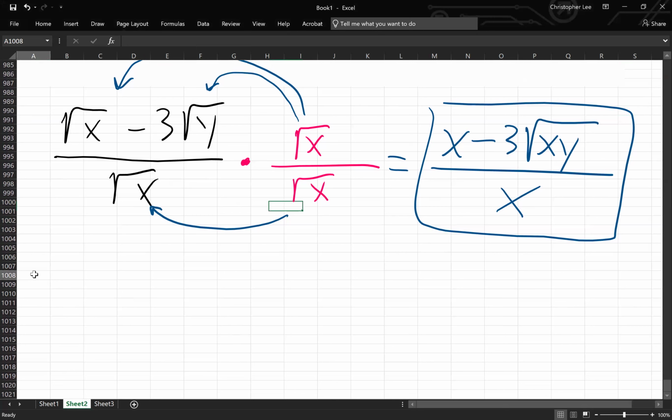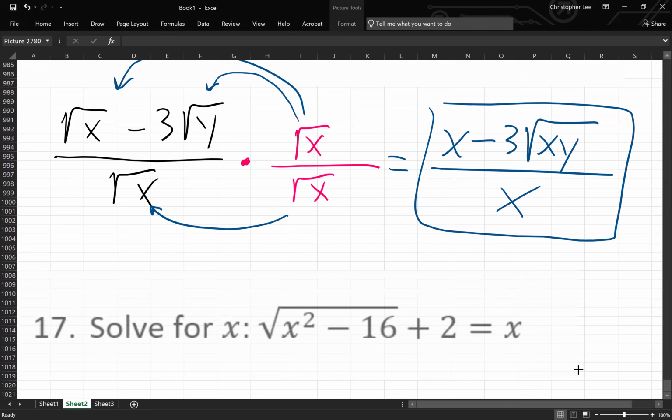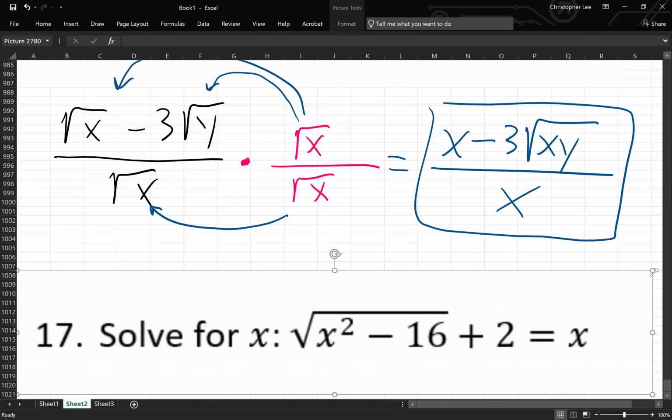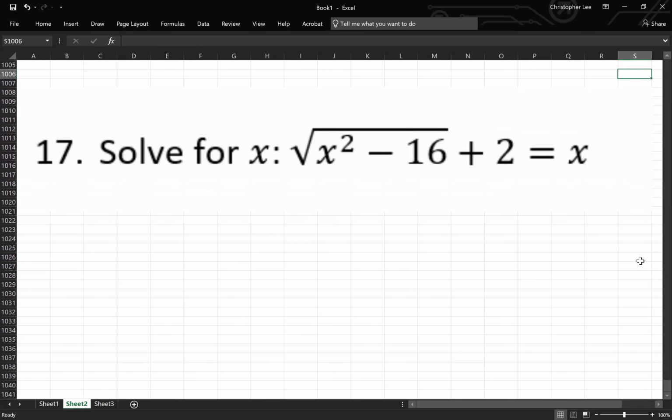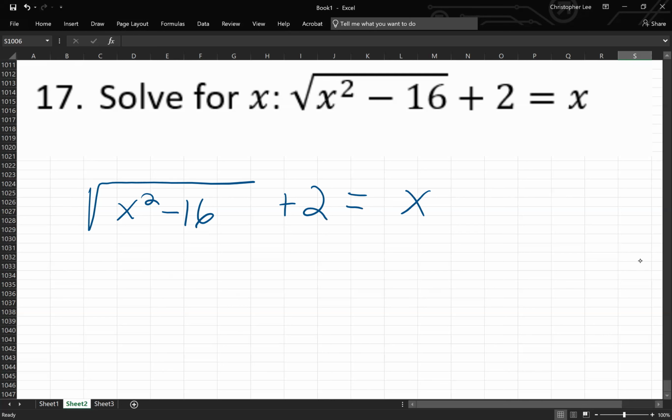Then we get this question. It's not too bad at all. I like the radicals, you know? I have square root x squared minus 16 plus 2 equals x. What should I do first?